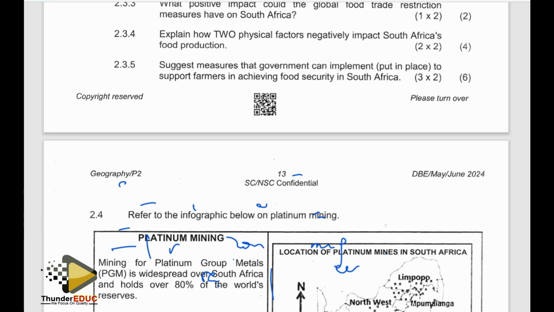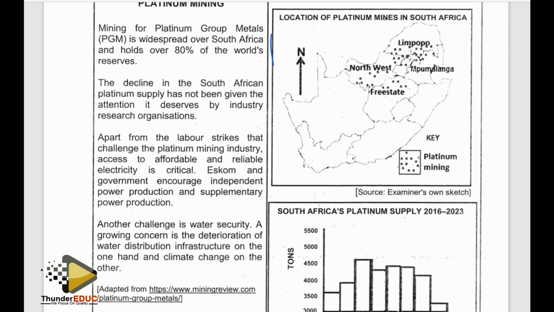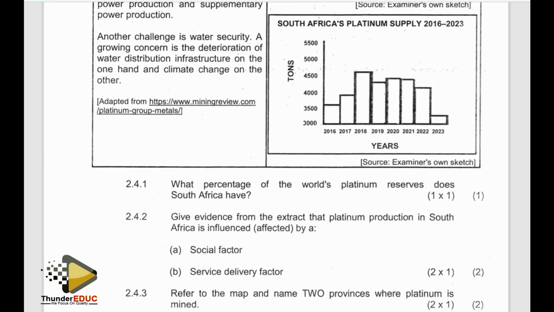All right, move on to question 2.4, which is a question on platinum mining. Right, it has a text and a map. Right, we won't waste time looking at the infographic. We'll go straight to the questions. Right, what is the percentage of the world's platinum reserve? What percentage of the world's platinum reserves does South Africa have? This is a simple extraction question.